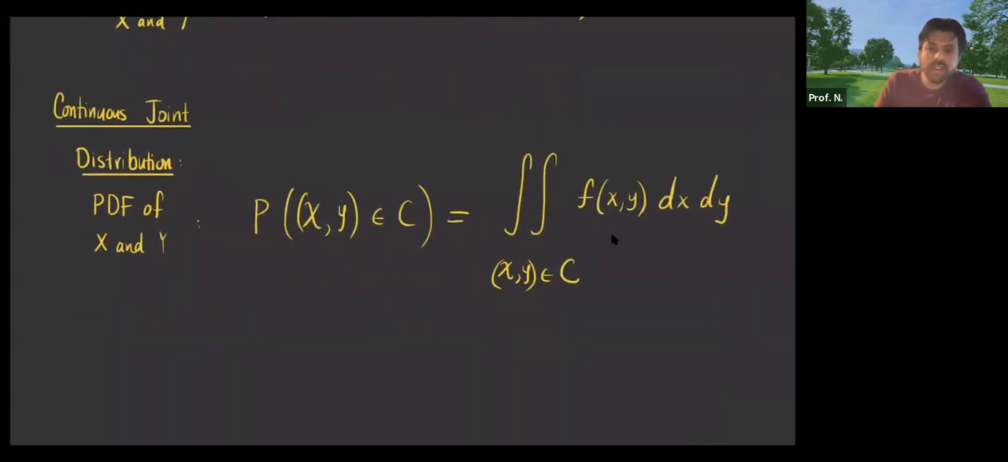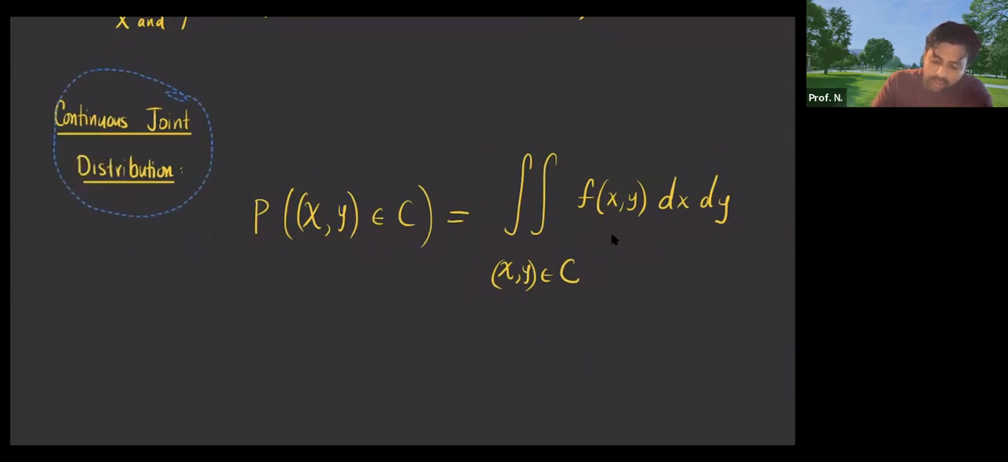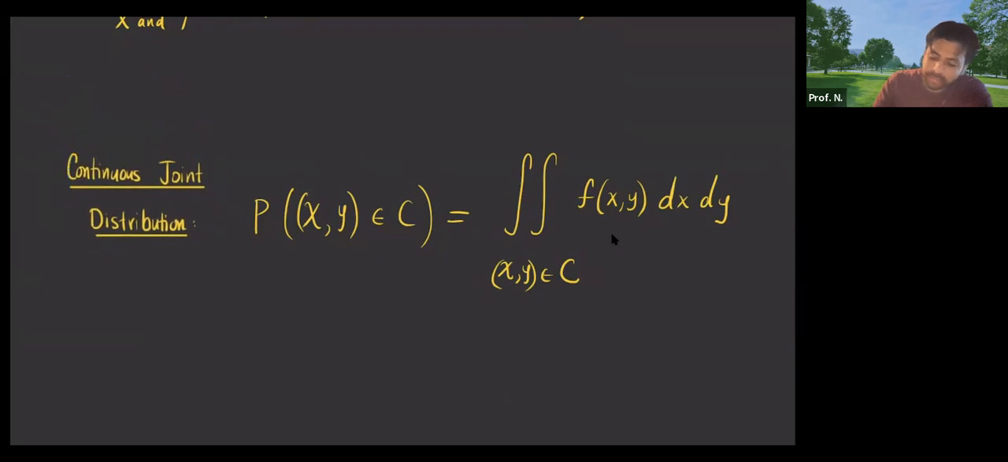So for the continuous joint distribution, and I'm just going to erase this part here. It's not necessarily the PDF itself. It's just the joint distribution. This itself here, this is the joint PDF.